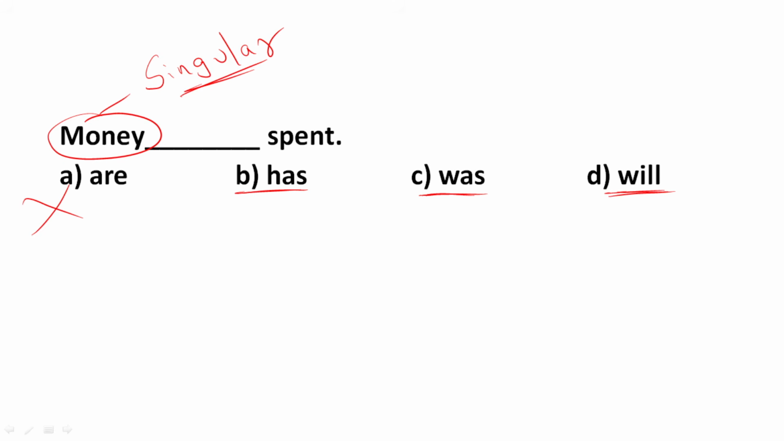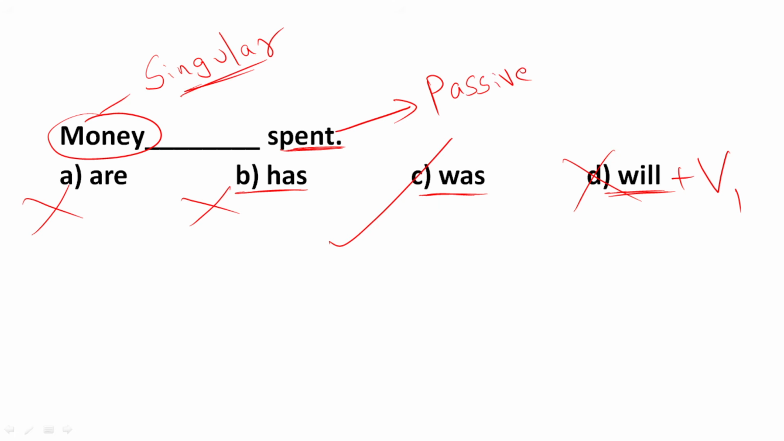One thing is for sure, when will comes in a sentence, the verb is first form. Here spent is past tense, so no way. Now there are two options, second and third, which is the right answer. Third option is the right answer. Money was spent.